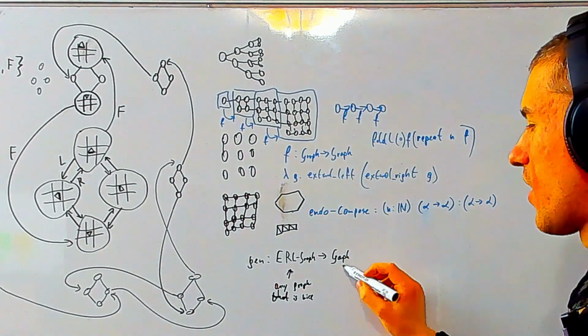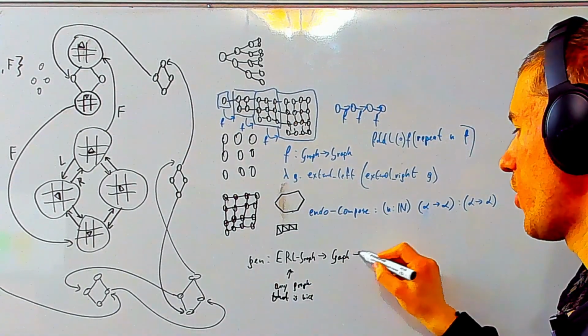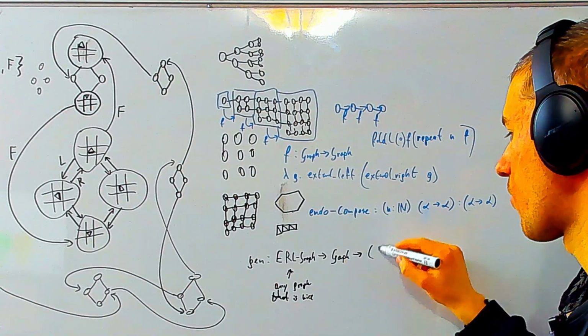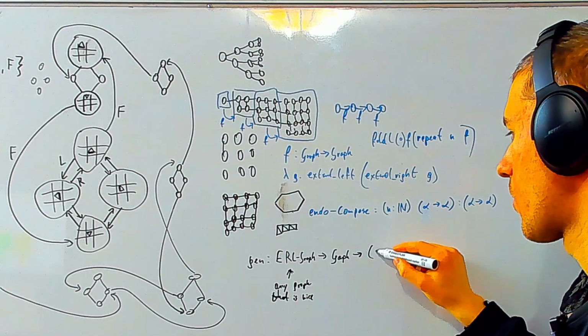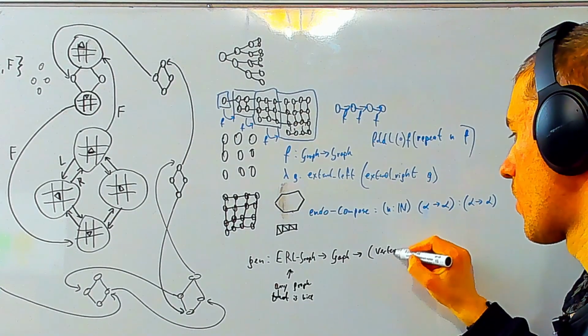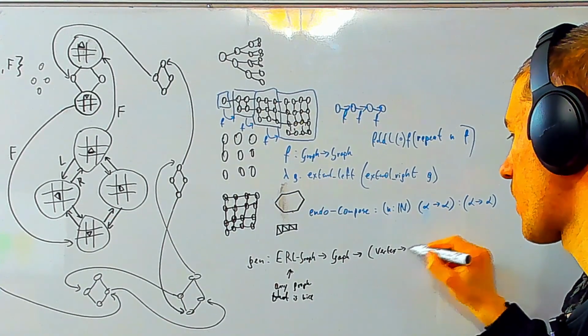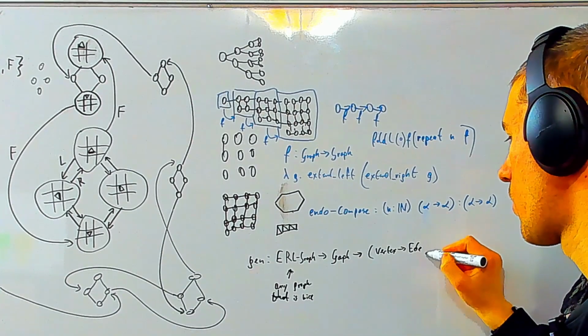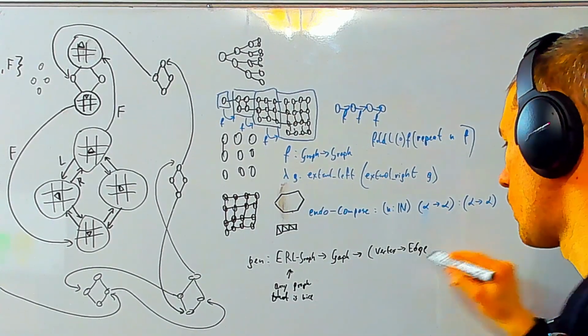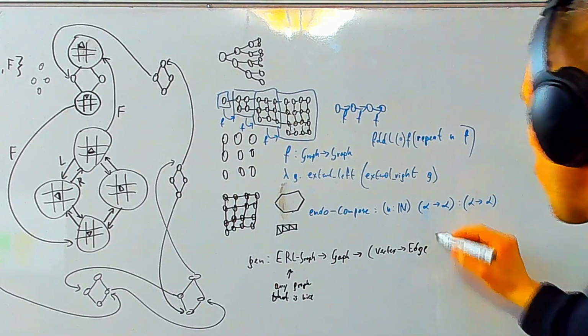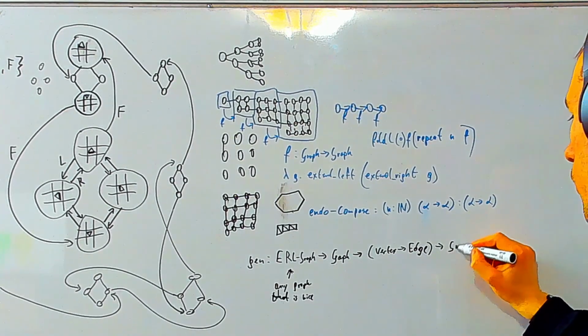Then we take another graph. Then we take in a function that maps a vertex to an edge, I guess. Well, it doesn't really matter. And then we return a graph.